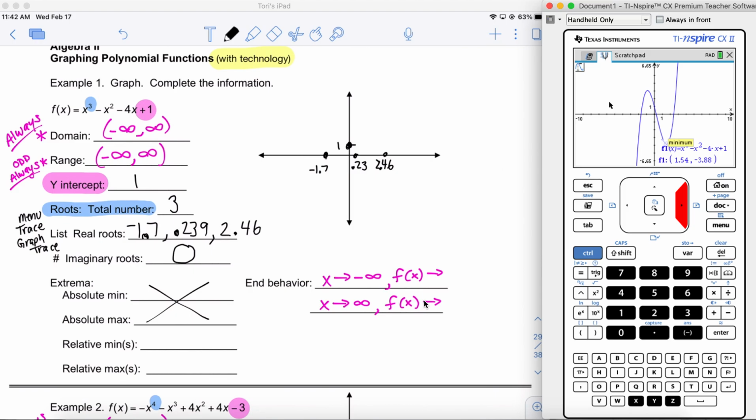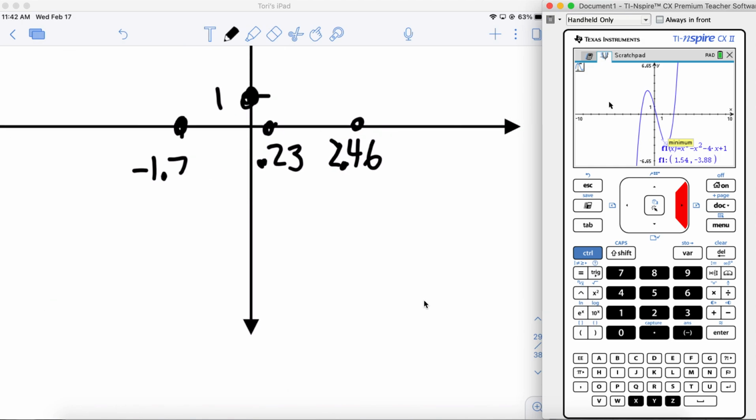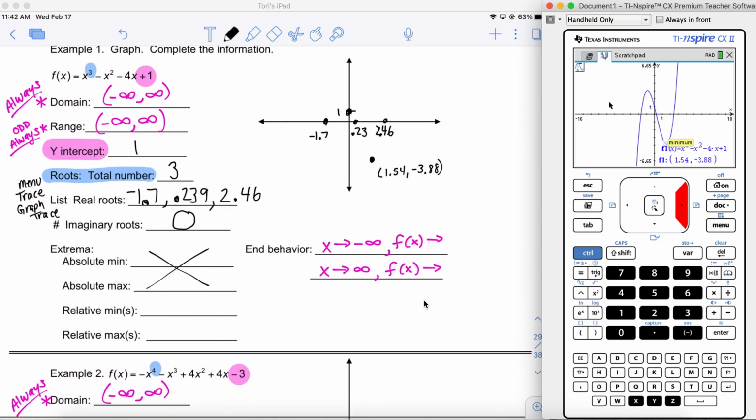So we want the y only. I'm going to label the full point on my graph. So I'm going to come over here and label 1.54 comma negative 3.88. And then I'm going to make sure that I only write the y down for that minimum, so negative 3.88.